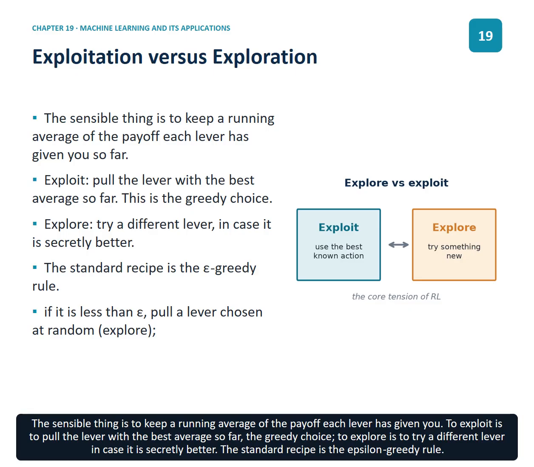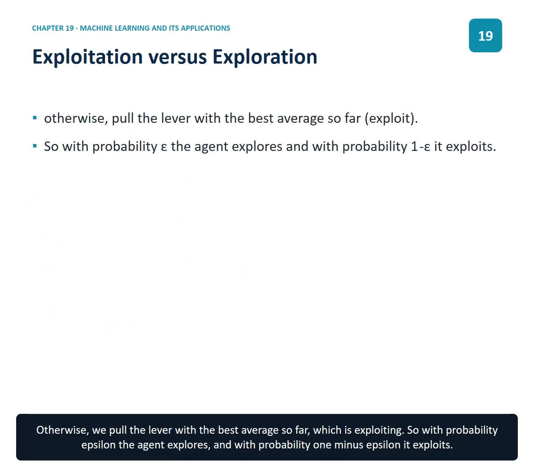To exploit is to pull the lever with the best average so far, the greedy choice. To explore is to try a different lever in case it is secretly better. The standard recipe is the epsilon greedy rule. Otherwise, we pull the lever with the best average so far, which is exploiting. So with probability epsilon the agent explores, and with probability 1 minus epsilon, it exploits.